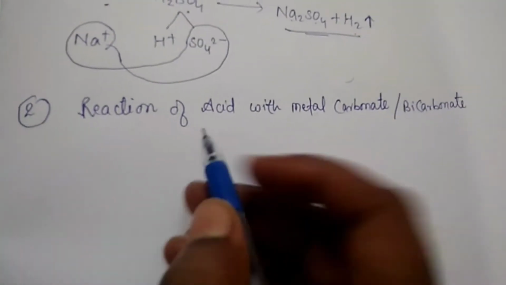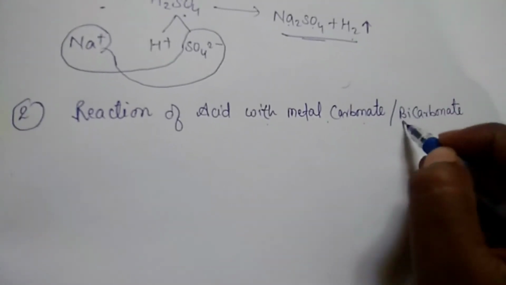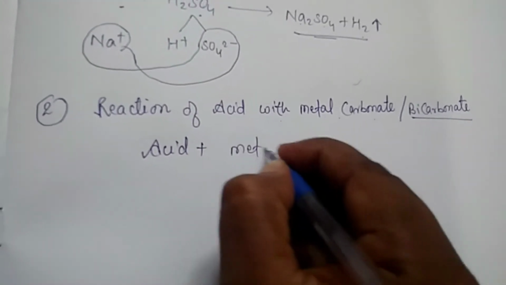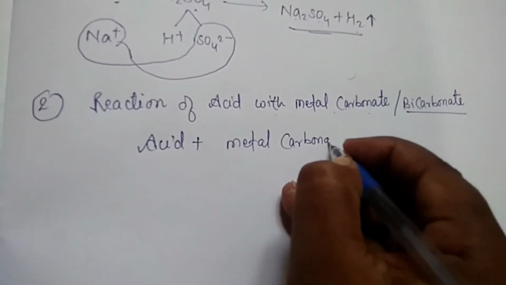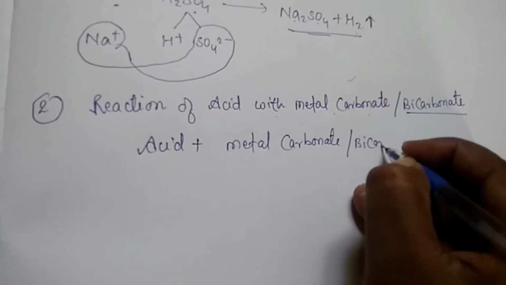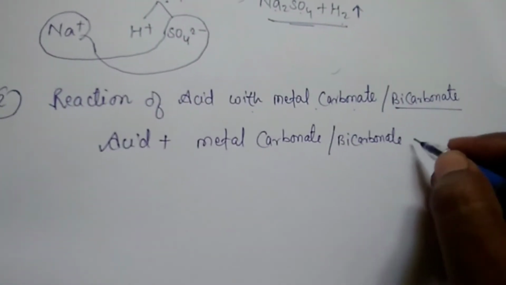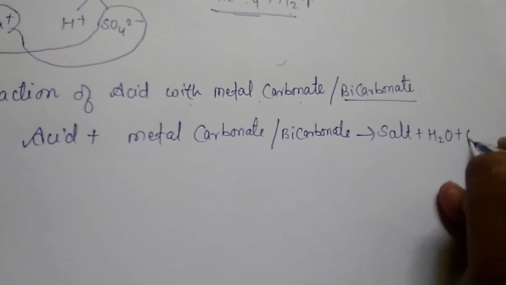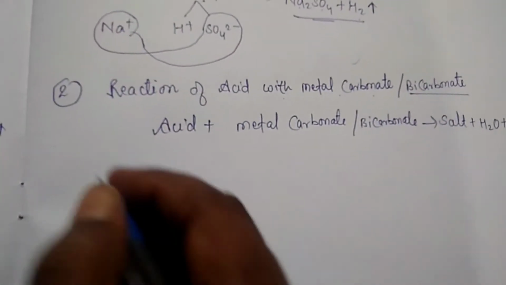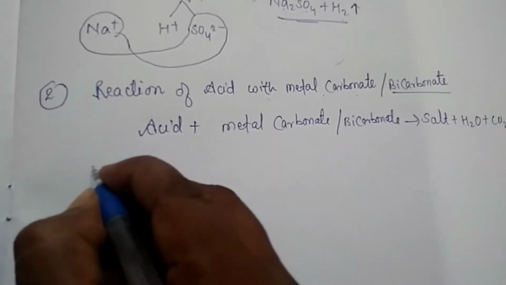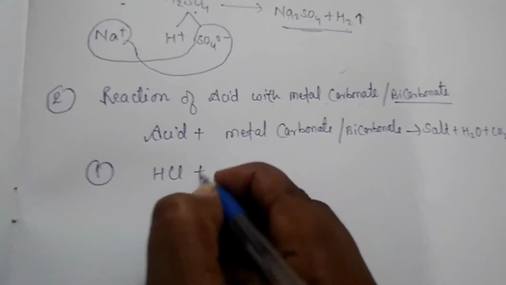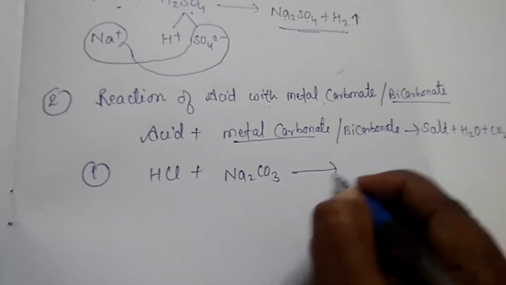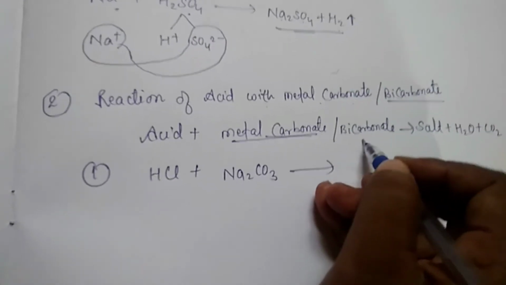Now see, children, reaction of acid with metal carbonate or bicarbonate. When acid reacts with metal carbonate or bicarbonate, it always forms salt, water and liberates carbon dioxide. Okay, children, now let us try to understand with an example. First, HCl, and as the metal carbonate we can take Na2CO3. First we will read about metal carbonate and after that bicarbonate.